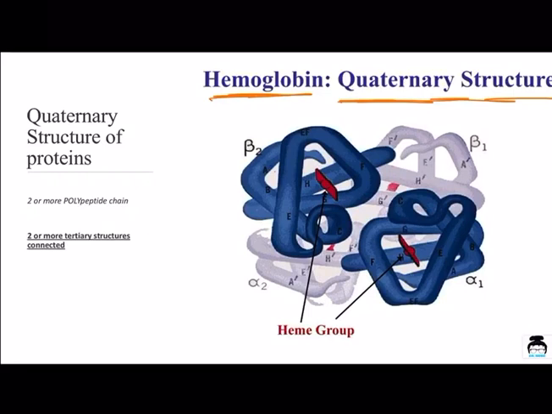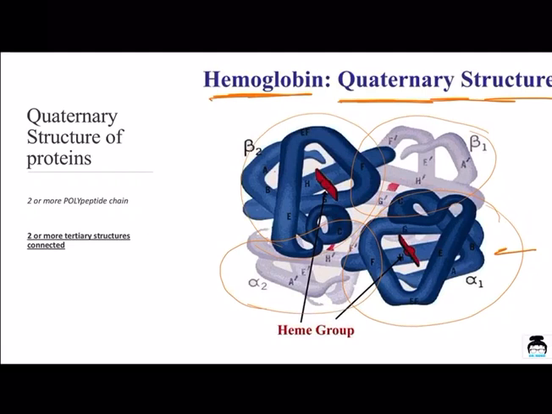So a quaternary structure is basically a structure of a protein that has two or more tertiary structures which are connected. So in the case of hemoglobin, you have this tertiary structure over here, you have this tertiary structure over here, you have this tertiary structure at the back, you have another tertiary structure at the back. Notice, by the way, how this is three-dimensional. This thing over here, for instance, is three-dimensional. That is something we've said regarding tertiary structures.